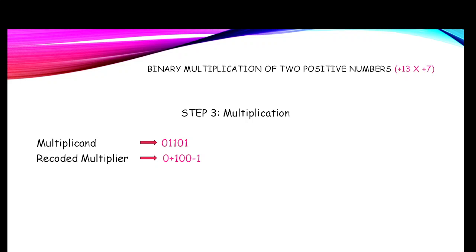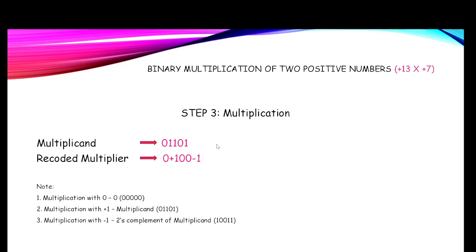The multiplicand from the initial value we obtained as 01101, and the recoded multiplier we recently obtained as 0 plus 1 0 0 minus 1. We have to perform multiplication with this multiplier individually. So here there are some rules based on the recoded multiplier value. If 0 is there, anything multiplied with 0 gives 0. Anything multiplied with plus 1 gives the same value. If I multiply with minus 1, this is a special case: we have to convert that into 2's complement and that will be my result.